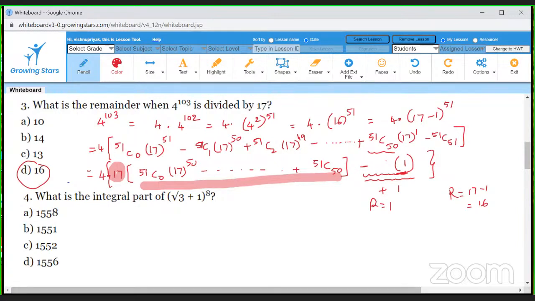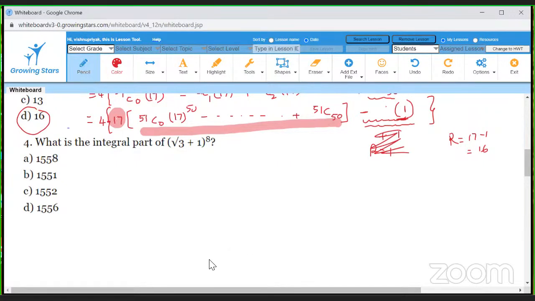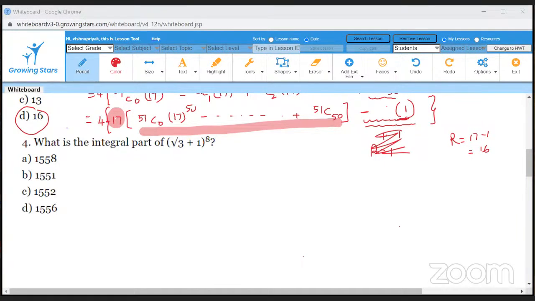Next. Question number 4. I think no one got it. What is the integral part of root 3 plus 1 whole power 8?